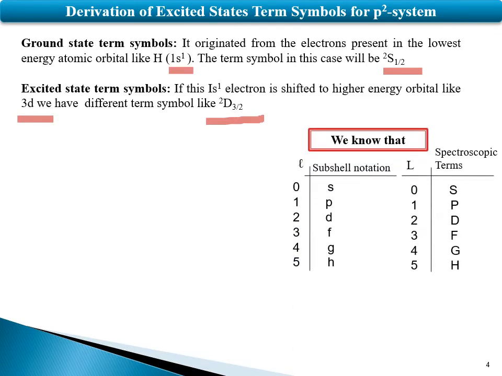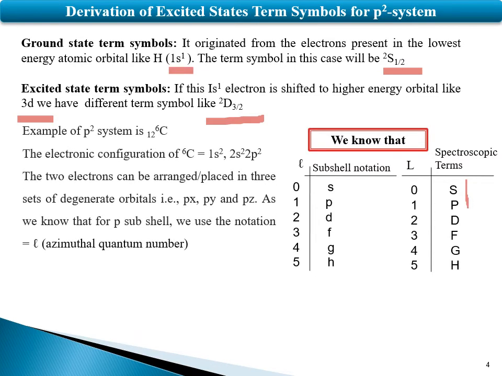We know that the azimuthal quantum number represents the subshell notation. If l is equal to 0, the subshell will be s. If it is 1, it will be p, and so on. And the capital L represents the spectroscopic term. When it is equal to 0, the term will be S, the capital S. The subshell is represented by a small letter, whereas the spectroscopic terms are represented by a capital letter, that is capital L.